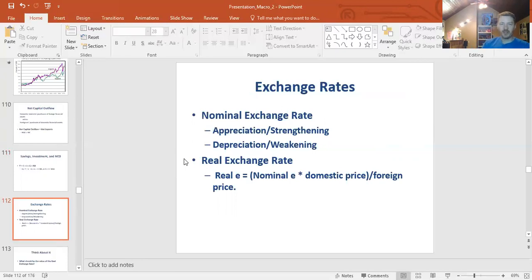Now, here's another term, the nominal exchange rate. The nominal exchange rate is just very simply the rate at which a person can trade the currency of one country for the currency of another country. For example, one US dollar may buy around 10 Mexican pesos. In that case, you could say the peso to dollar exchange rate is 10 to 1. Or you could say the dollar to peso exchange rate is 1 to 10.